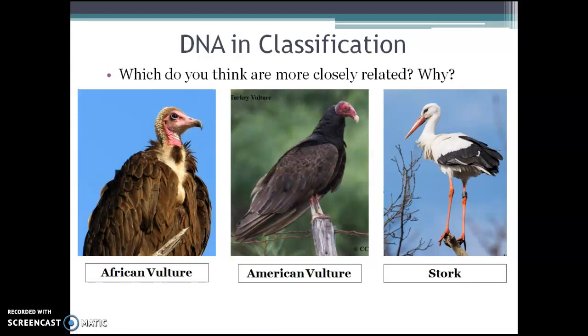All right, so knowing that, let's look at a comparison of 3 birds here. DNA and classification. Now we can't look at these birds and automatically see their DNA, but we know that we can study it. So what do you think, or which do you think are most closely related and why? We have the African vulture, the American vulture, and the stork. Why don't you pause your video, take a few seconds to think about that, and then throw an answer out there. So pause now.